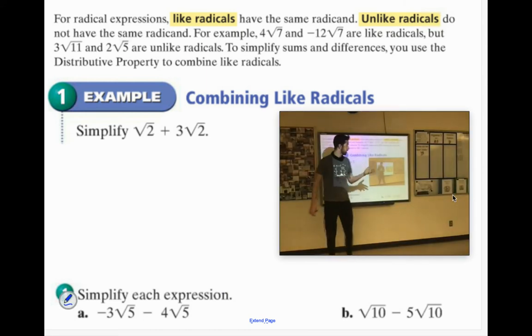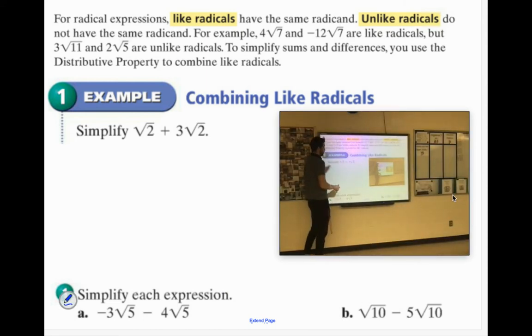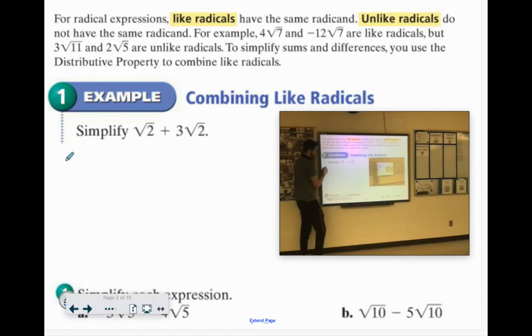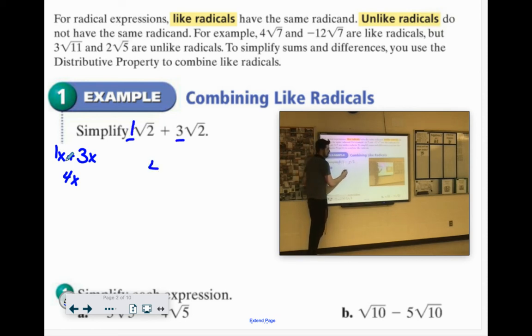Root 2 plus 3 root 2. Think of if it said x plus 3x. Oh, that's an invisible 1 in front of the x. 1x plus 3x would be 4x. It is the same thing here. It's like 1 root 2 plus 3 root 2. The 1 plus 3 is 4.